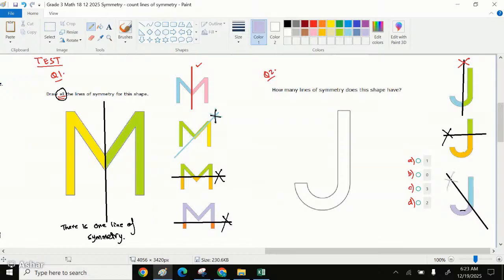That means there are no lines of symmetry. So option B is the correct option. Thank you so much for answering. Let's try another question and let's see.